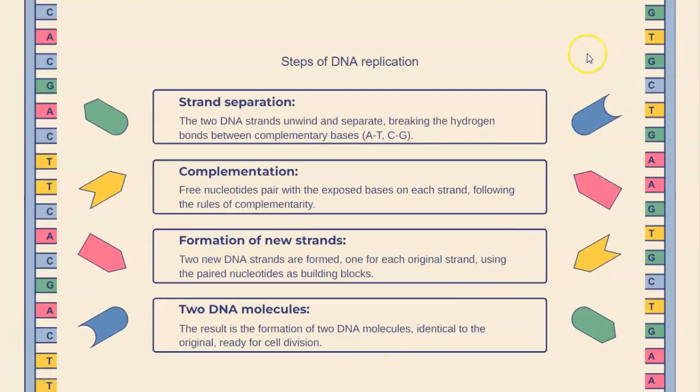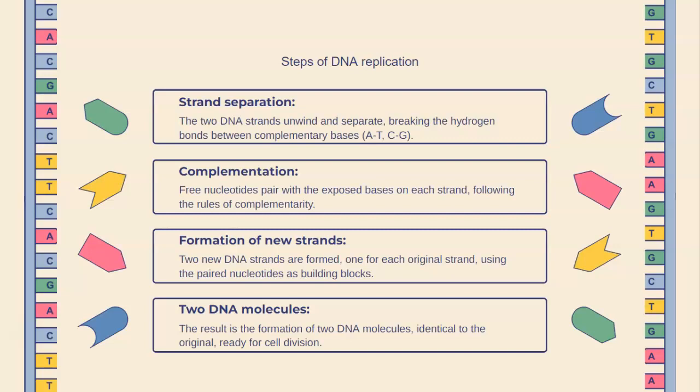So what are the processes of DNA replication? Well, the first process is that we need to separate our strands. So the two DNA strands unwind and separate, breaking the hydrogen bonds between all of the A's, T's, C's, and G's. Then we need to complement the strands. So we pair all of the open nucleotides with their complementary pair, following the rules that A's and T's stay together and C's and G's stay together.